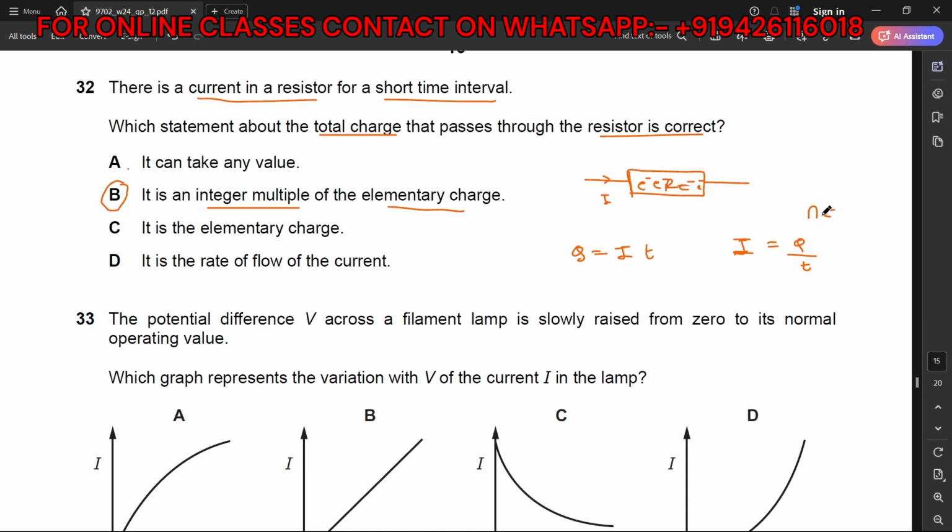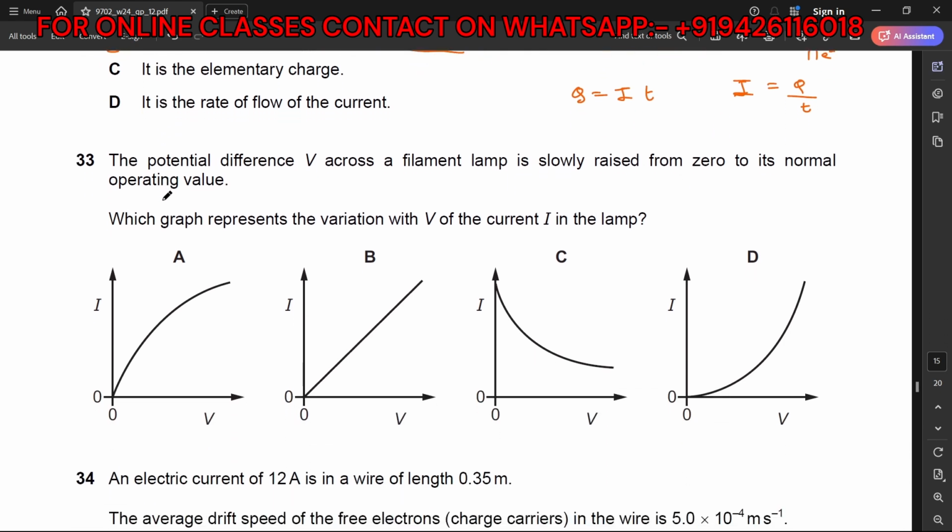If there is one charge, the value will be e, that is 1.6 × 10^-19. If it's two electrons, it's going to be 2 times e, that is 2 times 1.6 × 10^-19. So it's an integer multiple of the elementary charge. So B must be correct.